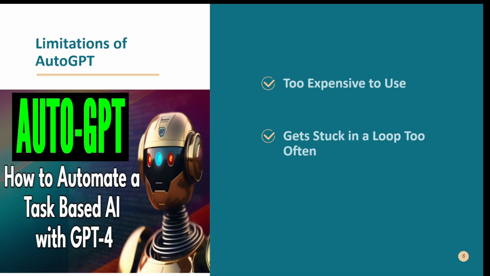Next, it gets stuck in a loop too often. The most common issue users face with AutoGPT is that it gets stuck in a loop. If it goes on for more than a couple of minutes, it likely means you have to restart the process. This happens because AutoGPT relies on GPT-4 to properly define and decompose the task, so the results are inadequate for AutoGPT to take any action.